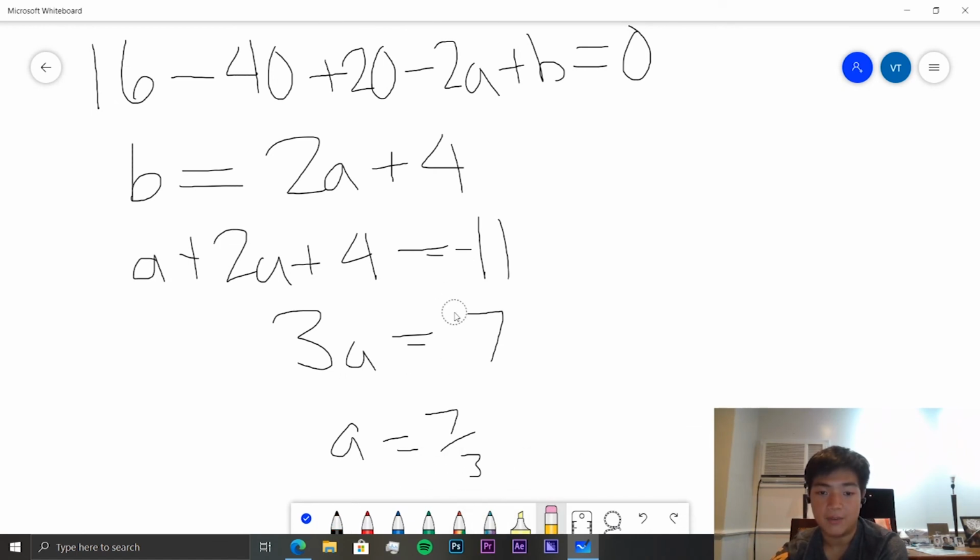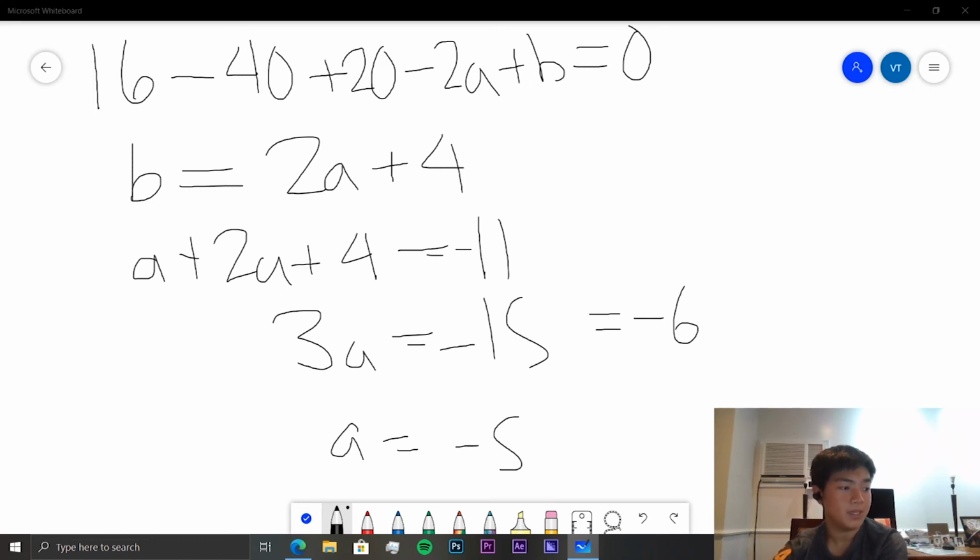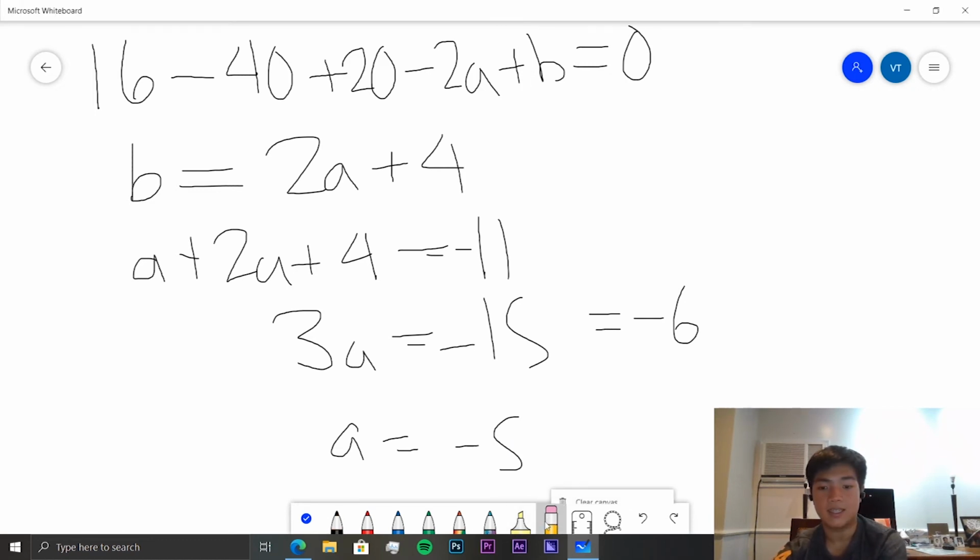And so we have 3a is equal to minus 15. And so a is equal to -5. Since b is equal to 2a plus 4, that's equal to -6. So a equals -5 and b equals -6. Yeah, pretty easy.